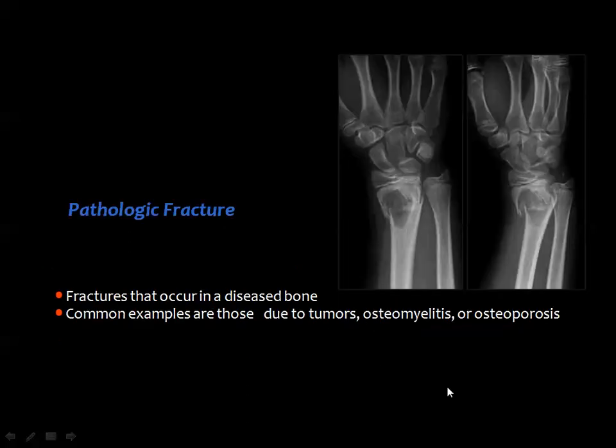And pathological fracture is the fracture occurring on top of a pre-existing bone pathology. And here you can see an osteolytic lesion in the distal part of the radius, representing, let us say, a simple bone cyst, and there is a fracture across the diseased bone, and this is a pathologic fracture.